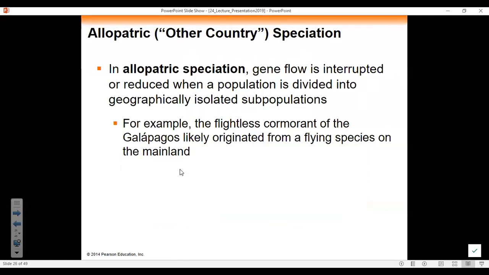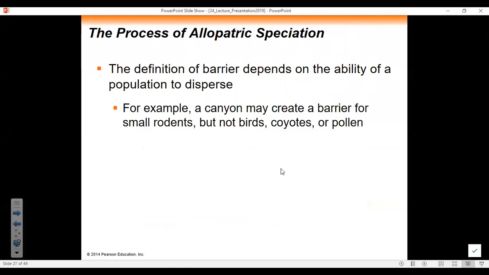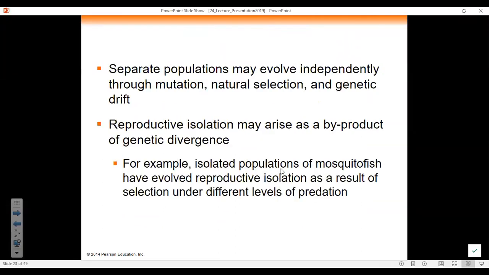So as I told you, gene flow is interrupted or reduced because they were geographically isolated. You could also think of the Galapagos Island birds and turtles, same situation. They were on separate islands, so of course the gene flow has been interrupted. You could have a canyon, you could have a river, it depends on the situation, but any of those would cause a barrier.